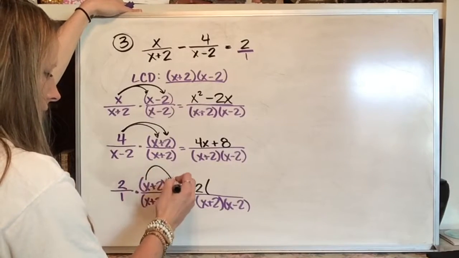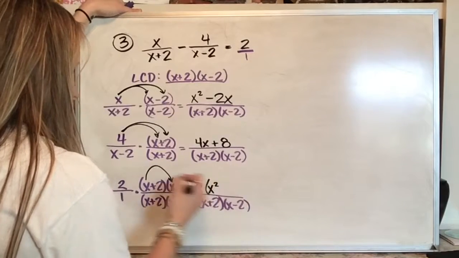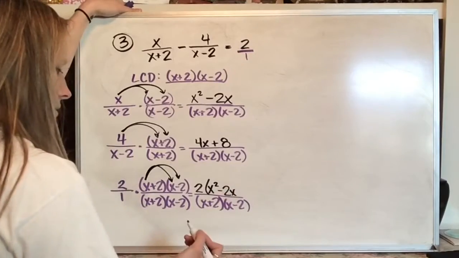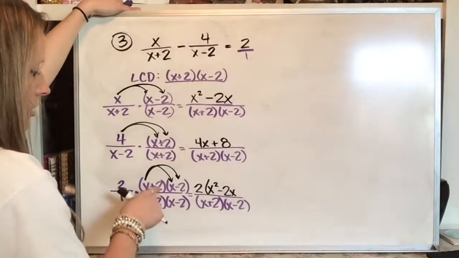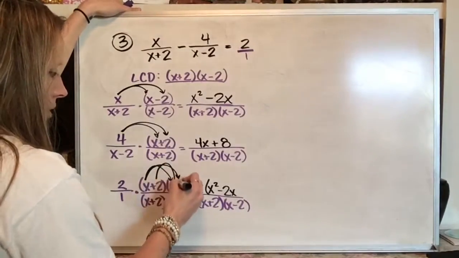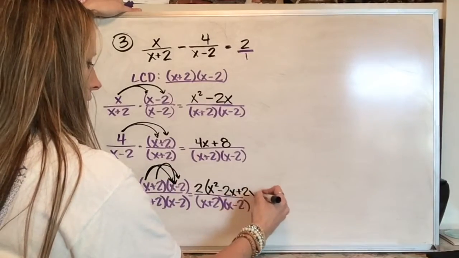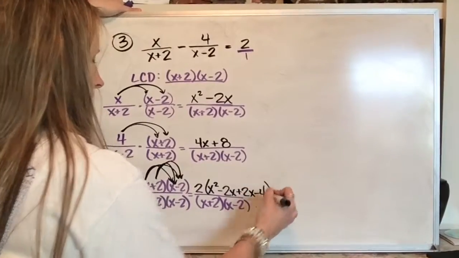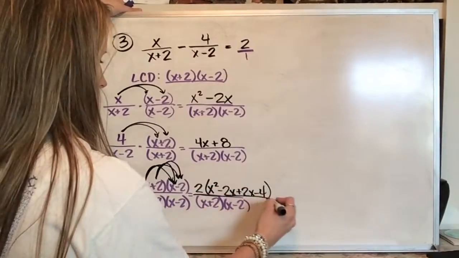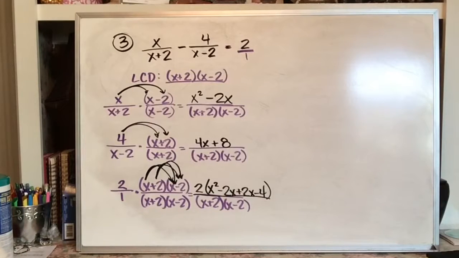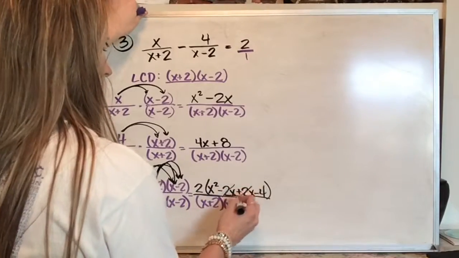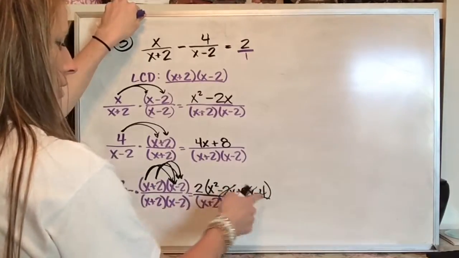So x times x is x squared. X times negative 2 is negative 2x. Then I'm going to distribute my 2 here. 2 times x is positive 2x. 2 times negative 2 is negative 4. Okay, so my 2 x's in the middle, those are going to cancel out. And I just have x squared minus 4.